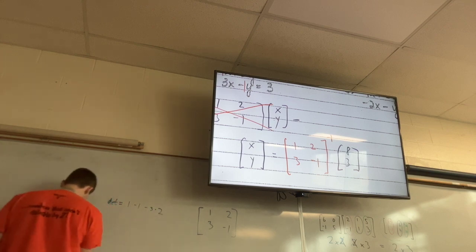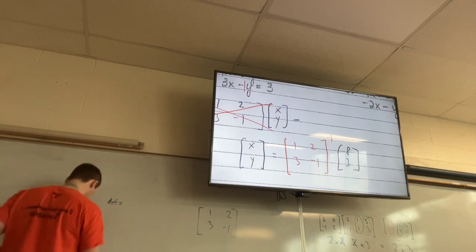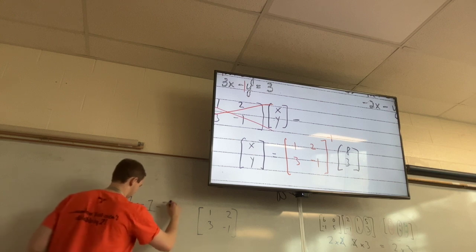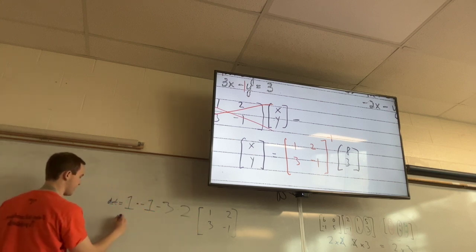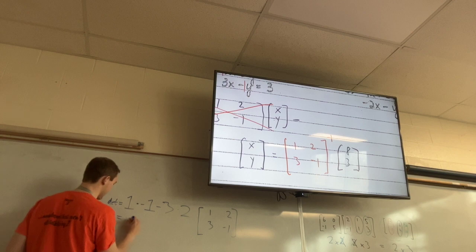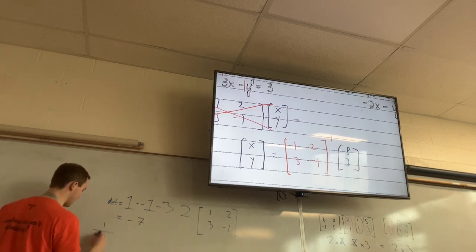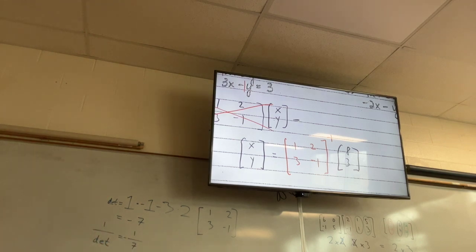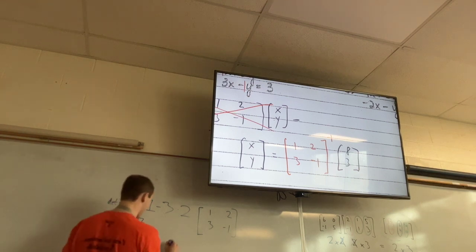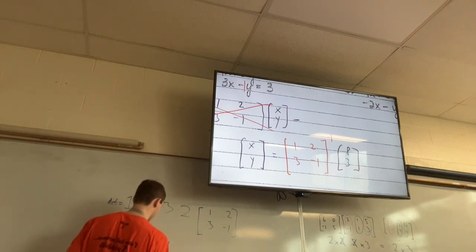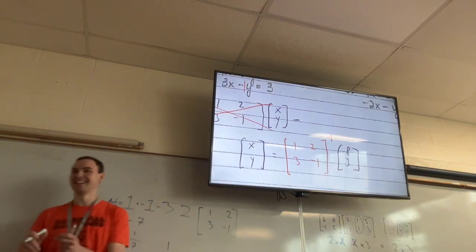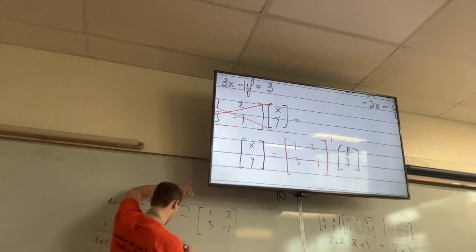Sorry, that's kind of small, isn't it? Okay, that's going to be -1 minus 6, which is -7. So 1 over the determinant equals 1 over -7. We need that, and then we take this number and multiply it by this matrix.